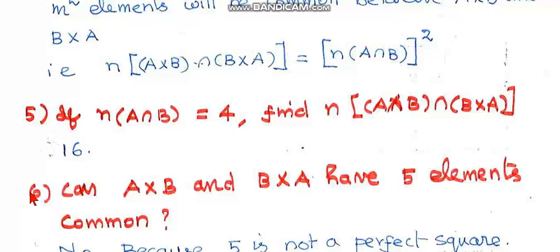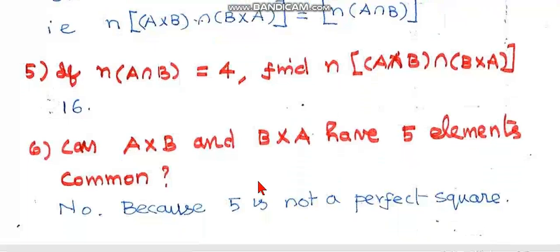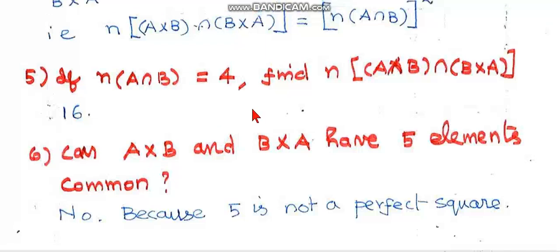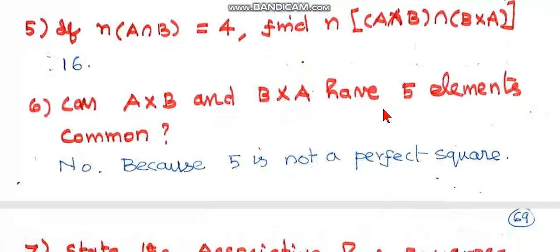Question number 6. Can A cross B and B cross A have 5 elements in common? No, because 5 is not a perfect square. Because we know the number of elements in A cross B intersection B cross A equal to number of elements in A intersection B the whole square. So A cross B and B cross A cannot have 5 elements in common.